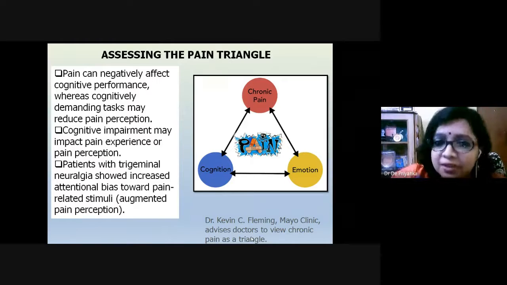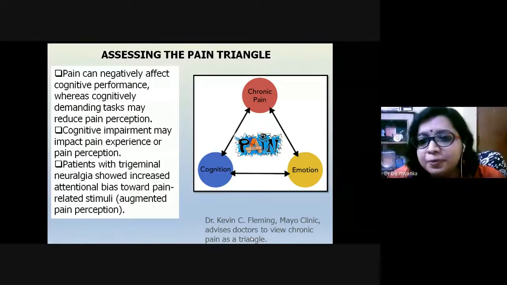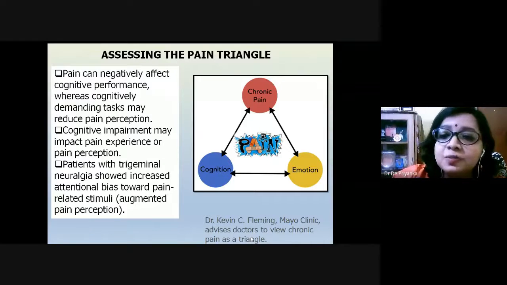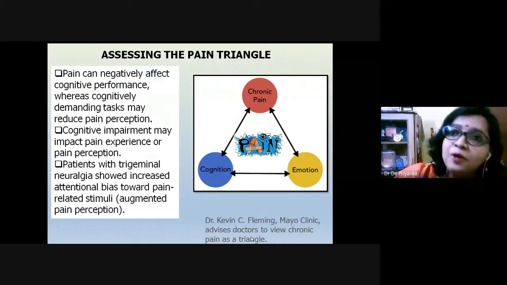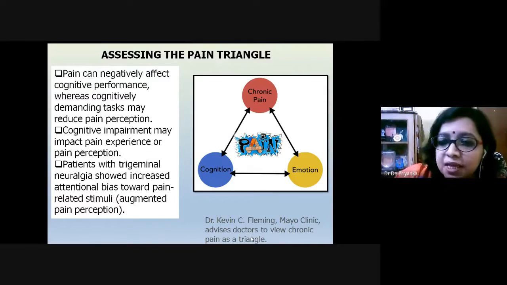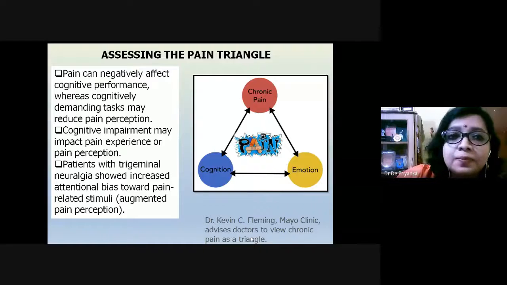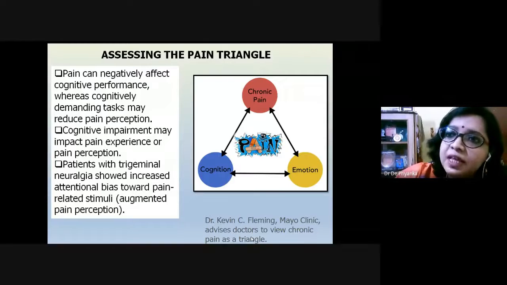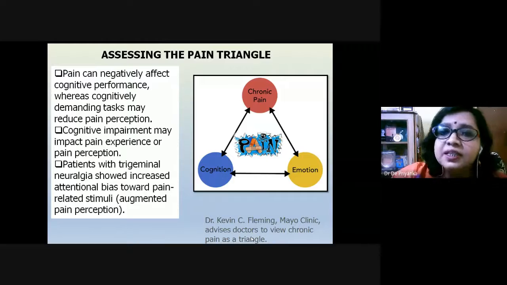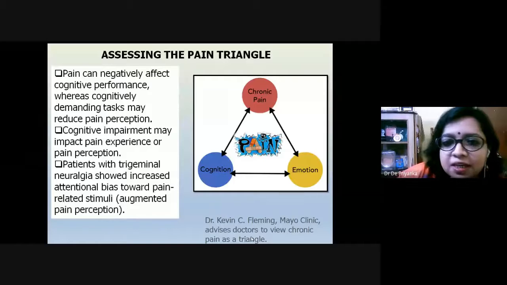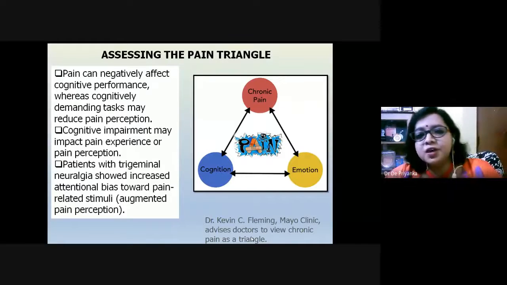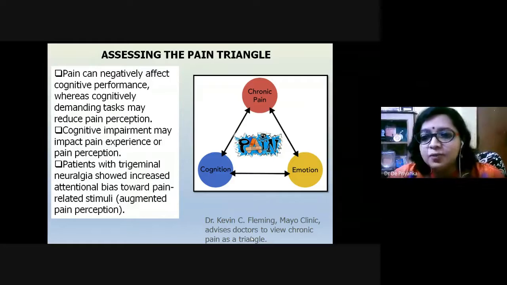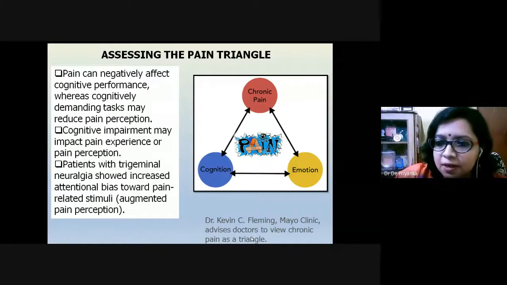So cognitive impairment can impact pain experiences or pain perceptions, and it has been proved, as I have mentioned before, in trigeminal neuralgia. Trigeminal neuralgia is a particular chronic pain disease where it has been found that patients who suffer from it respond with augmented pain perception. That means if they feel that they have a pain at the level of the abdomen, suddenly they also feel that they have a headache or a migraine pain. They have a pain in the heart. So they have an overall augmented pain perception too. That was given by the Mayo Clinic doctors, Fleming.